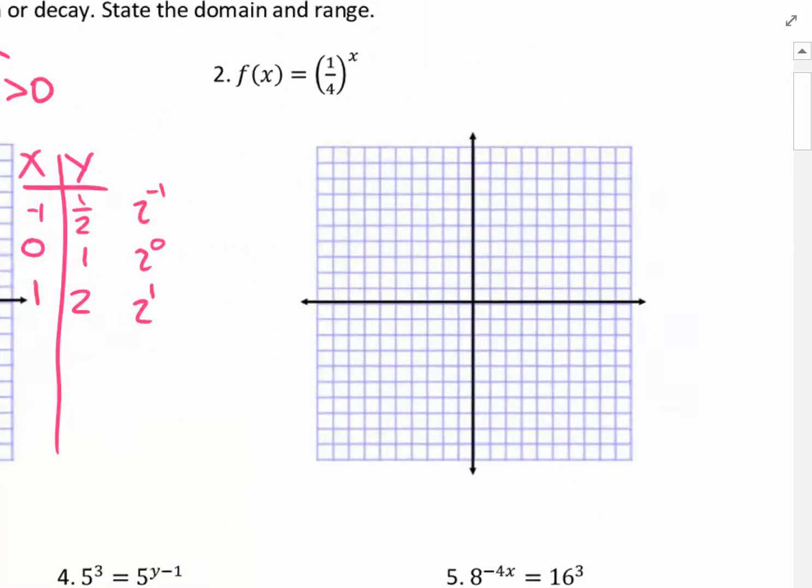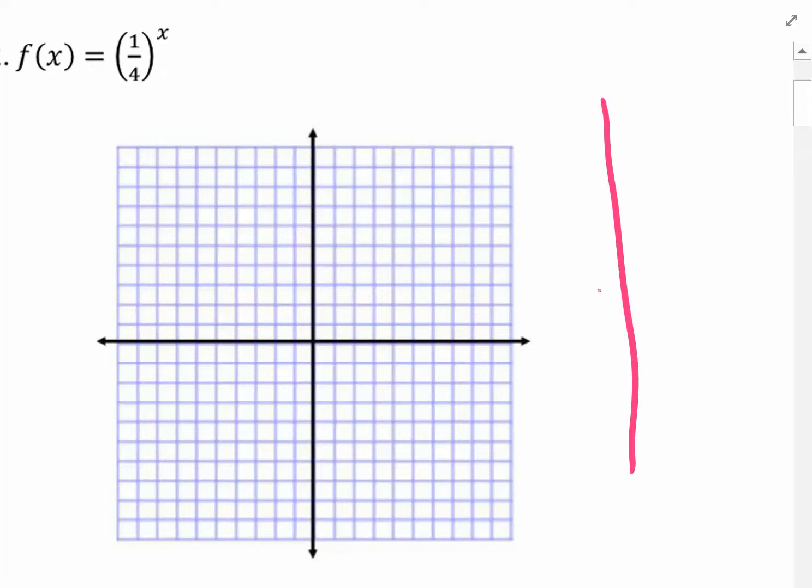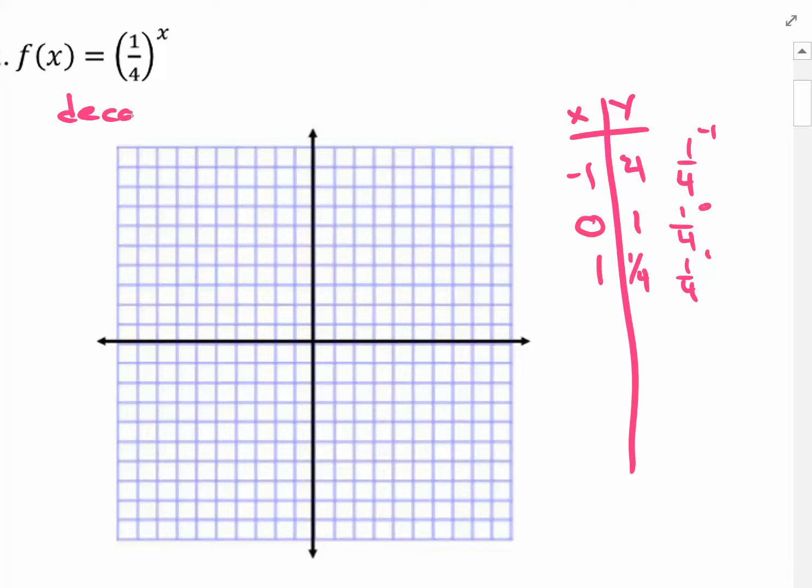All right, exponential decay. All exponential functions, we like to use -1, 0, and 1. So we'll have 1/4 to the power -1 flips it over. 1/4 to the power 0 turns into 1. And 1/4 to the power 1 stays itself. It's decay because it's a fraction less than 1.